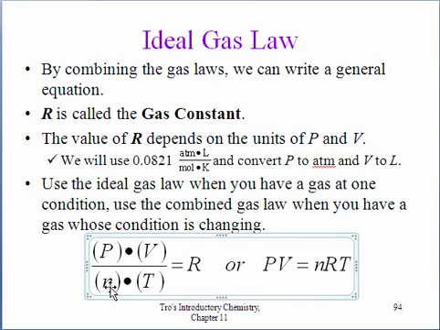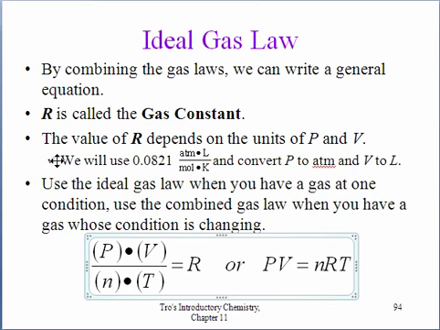Let's look at the units. Number of moles will always have units of moles. Temperature in the gas laws will always be in units of Kelvin. Pressure and volume, however, do have different available units. Pressure can be PSI, it can be torr, it can be millimeters of mercury, it can be atmospheres. Volume can be milliliters, liters, meters cubed.